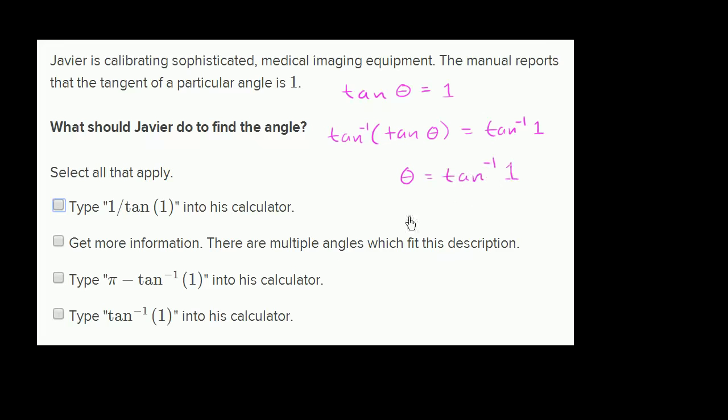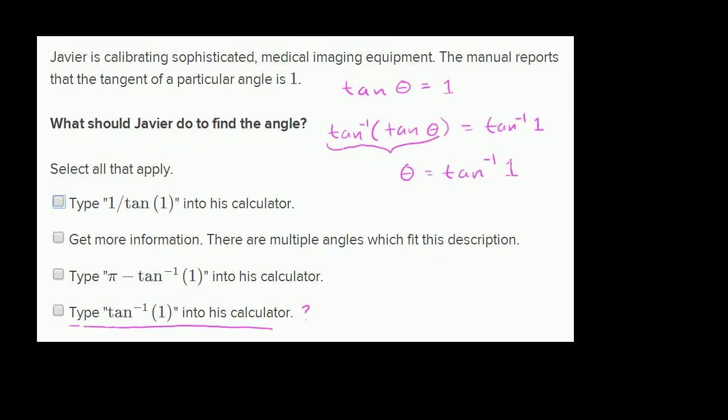So it might be tempting to just pick this one right over here, type inverse tangent of 1 into his calculator. So maybe this looks like the best choice. But remember, I said if we restrict the possible values of theta appropriately, then this is going to simplify to this. But there is a scenario where this does not happen, and that's if we pick thetas that are outside of the range of the inverse tangent function.